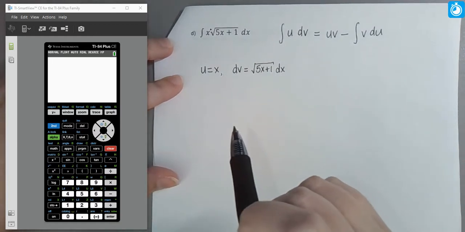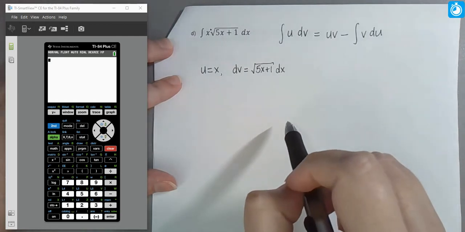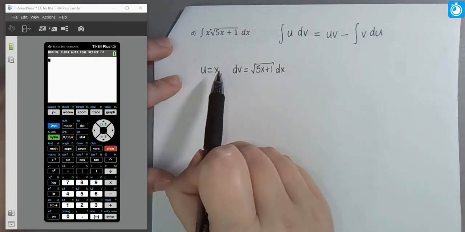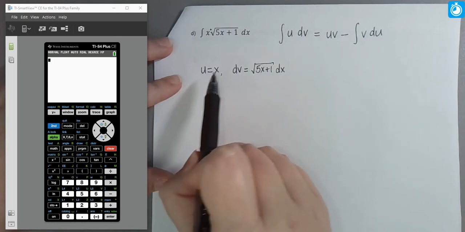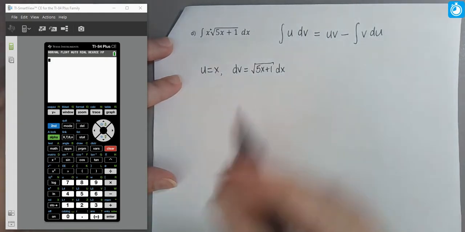We try it in the formula. If it works, it works. If it gives us a more complicated integral, then we assume it doesn't work and we go from there. So if we choose u to be x, we know we can differentiate this. Can we integrate this? Well, let's see.